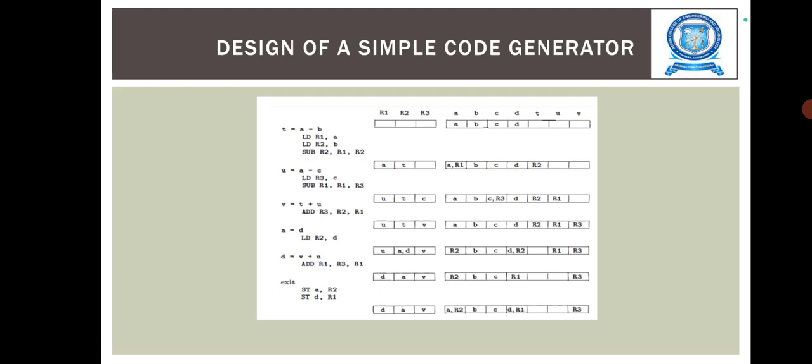In the second instruction, u = a - c, a is already in register R1 and we reuse R1 for the result. The third instruction is v = t + u. Here R3 is used for the result v, since the value of c is in a register.